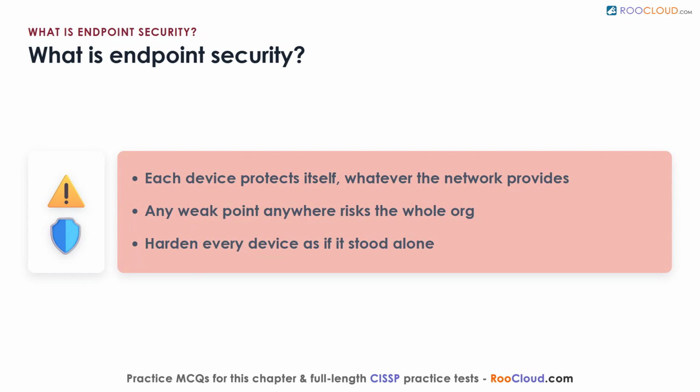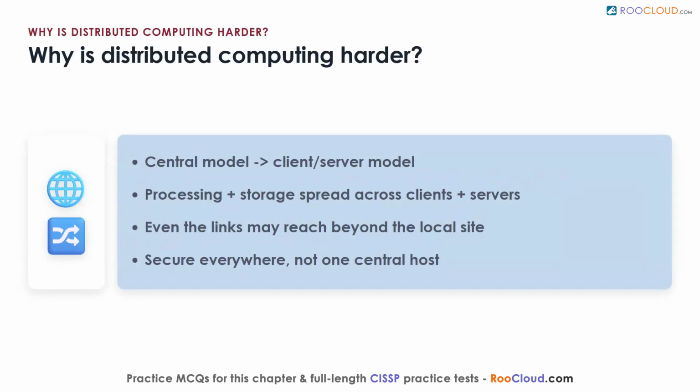Think of a ship with watertight compartments. One flooded cabin should never be allowed to sink the whole vessel. Why did distributed computing make security harder? Because it scattered the things worth protecting.